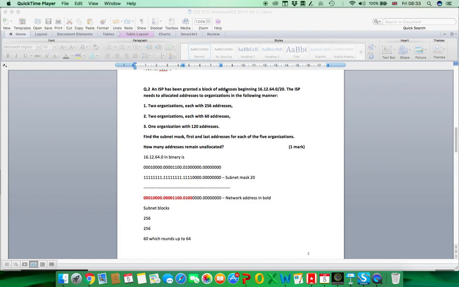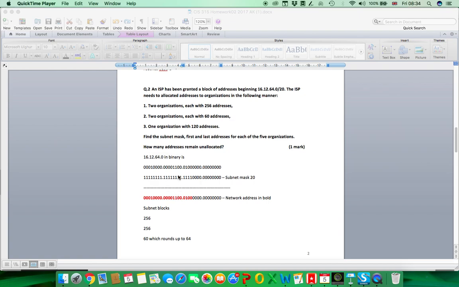So, explaining the problem, we said an ISP has been granted a block of addresses beginning 16.12.64.0/20. Okay, so the prefix length is 20. And how do we need to allocate the addresses? 2 organizations with 256, 2 organizations with 60 each, 1 organization with 120. We need to find the subnet mask, the first and the last addresses for each of these. And we also need to answer how many addresses remain unallocated.